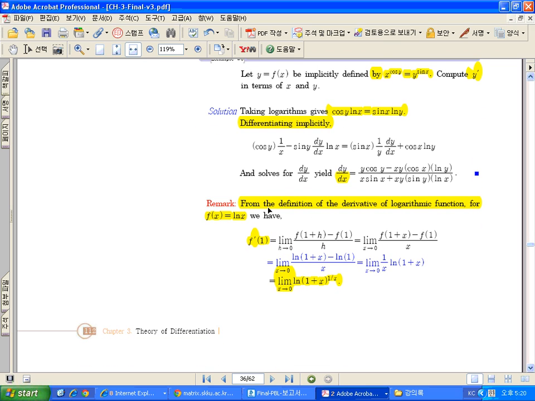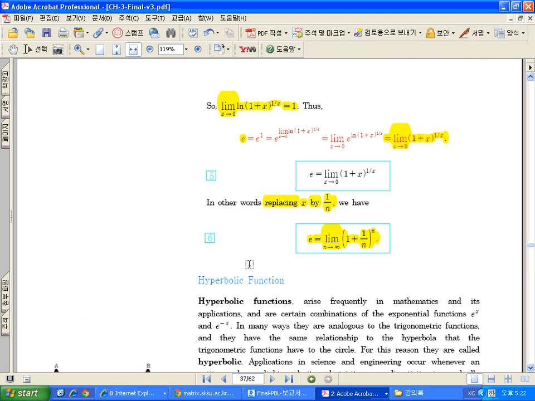Okay, here's one remark. From the definition of the derivative of the logarithmic function for f of x equal ln of x, here we can find the limit of this. So now for the function f of x equal ln of x, the f prime of 1 is this from the definition. So when you see this type of function or limit, then you should be able to find the relationship with the log functions.